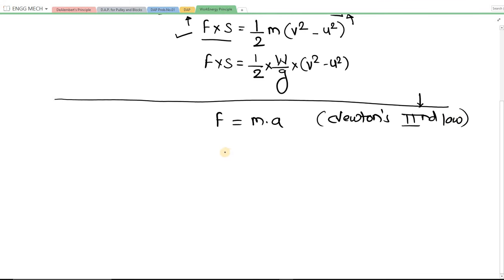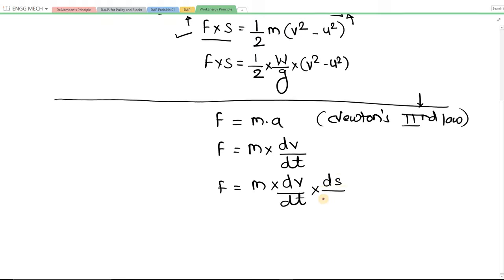Now I will be making some minor changes. Okay, over here F is equal to m into, now acceleration can be rewritten as this fraction, dv by dt, this differential. Now I will be adding a fraction over here, m into, let's say, dv by dt. Then I will be doing this thing, ds by ds.